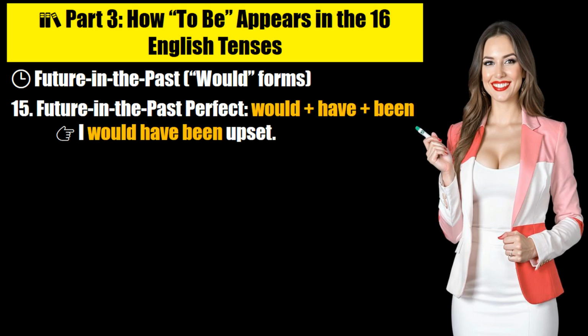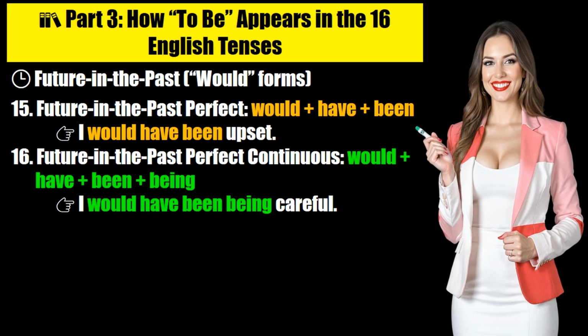15. Future in the past perfect. Would plus have plus been. Example, I would have been upset. 16. Future in the past perfect continuous. Would plus have plus been plus being. Example, I would have been being careful. Phew, that's a lot of tenses. But see how to be changes its form smoothly across all of them.